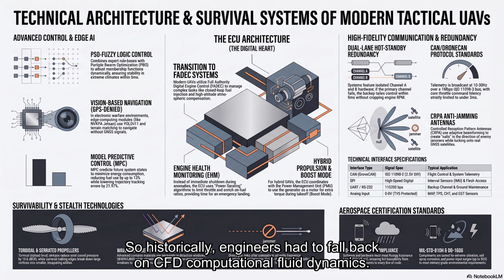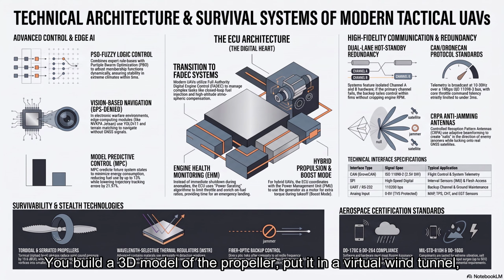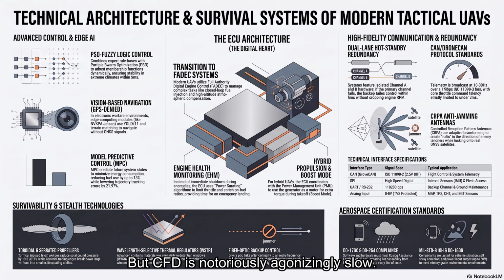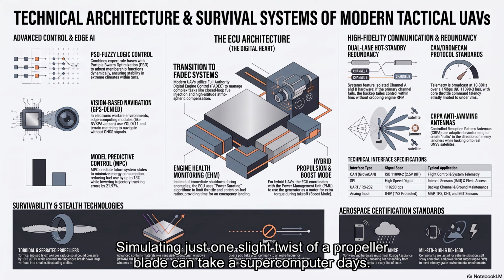Exactly. So historically, engineers had to fall back on CFD, computational fluid dynamics. You build a 3D model of the propeller, put it in a virtual wind tunnel, and let a supercomputer crunch the Navier-Stokes equations to simulate every single molecule of air. But CFD is notoriously agonizingly slow. Simulating just one slight twist of a propeller blade can take a supercomputer days.